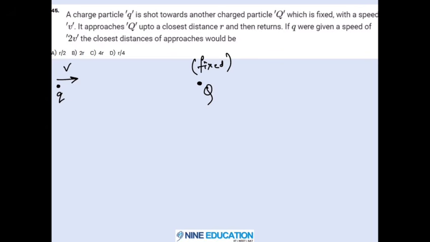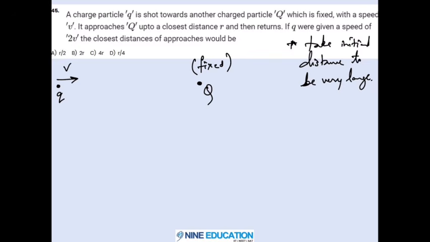Therefore, what we can assume, we can take the distance to be very large, very big. So you can have an assumption here. Take initial distance to be very large. By taking this assumption into consideration, we can ignore the initial electrostatic potential energy. That's the advantage we have.